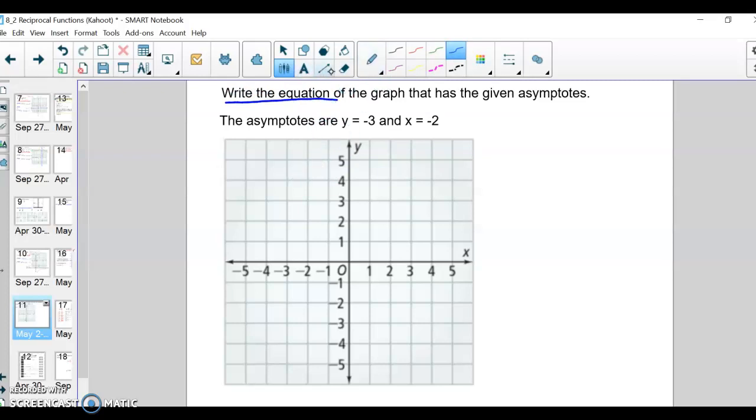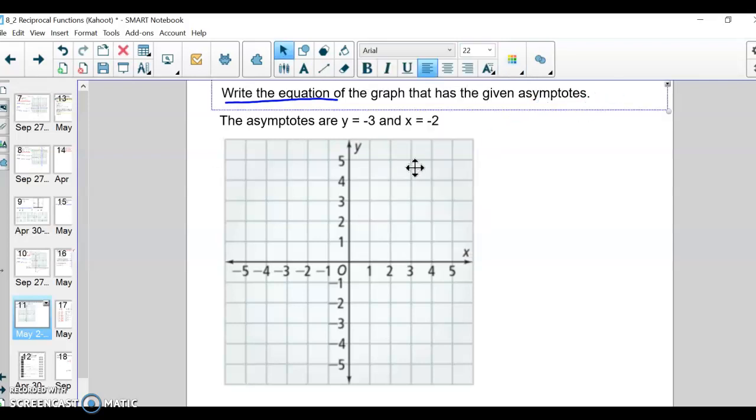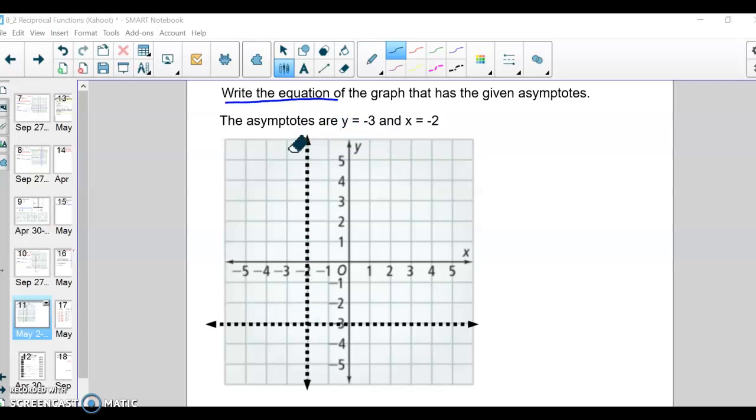So I'm going to draw in my asymptotes, my little line tool here. Sorry, this takes me a second. Get the color black. Okay. X equals -2 goes up and down right through -2 on the x-axis right there. Okay, and then y equals -3 goes horizontally through -3. Okay, and the graph is just going to look like this.